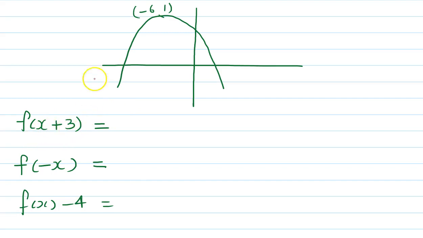Okay, this is another question. Here it is given f(x plus 3). First you need to see whether it is inside the bracket or outside the bracket. Yes, this is inside the bracket. Inside the bracket, change the sign of x. So that will be minus 3, and minus 6 is already there.